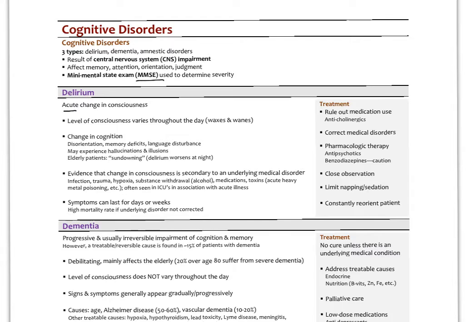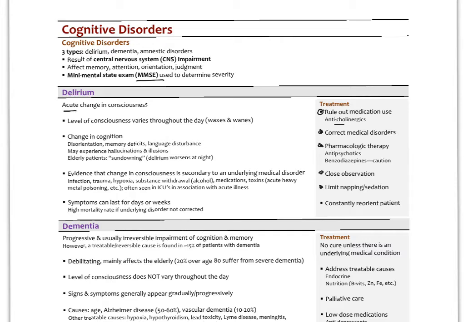So this is where delirium could be telling us, okay, we've got to go look further as to what might be causing this. The treatment is to, number one, rule out any medications that might be causing this. Anticholinergic medications are a common class that contributes to delirium. Correct the underlying medical disorders. Look at using potential pharmacologic therapy. This is more symptomatic, like antipsychotics. Close observation of the patient, and then limit napping and sedation.